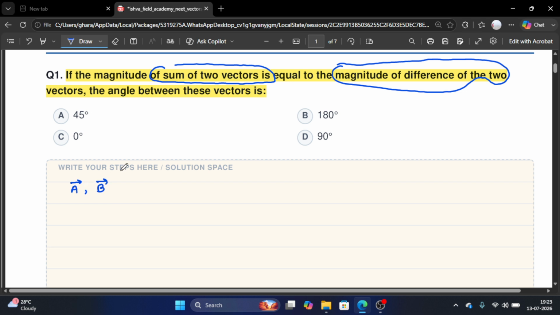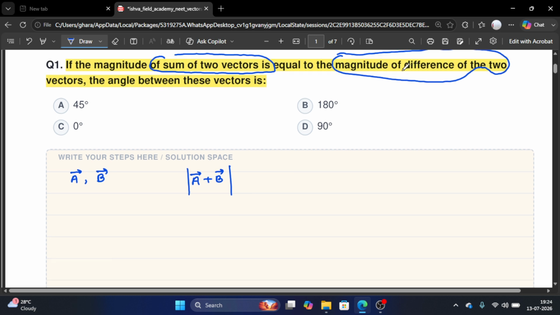Now the question tells us the magnitude of the sum of two vectors. So this is vector A and this is vector B, and I take the magnitude. This magnitude is equal to the magnitude of the difference of the two vectors, so we can write A minus B. This is what the question tells us. Now find the angle between these two vectors.